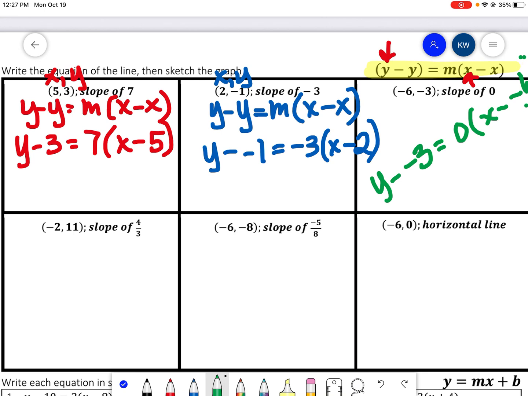All right, that should have been your correct answer. Now what happens if there's a slope of 4/3? Well, when we're talking about fractions, nothing's changing in terms of our equations. So this is my x, this is my y. Y minus 11 equals 4/3 times x minus a -2.